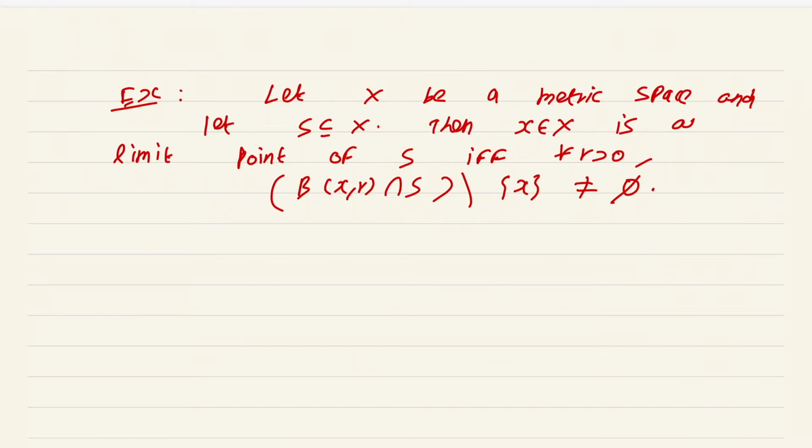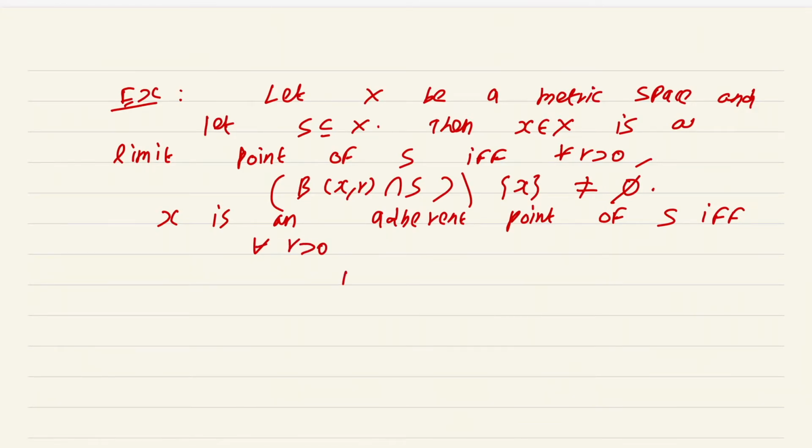In a similar way, x is an adherent point of S if and only if for all r greater than 0, B(x,r) intersect S is non-empty. These are exactly similar to the characterizations that you have previously seen for adherent and limit points in the context of real numbers.